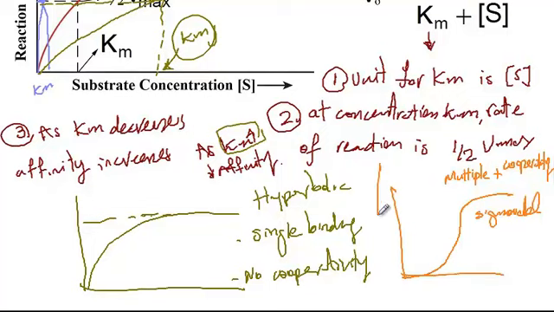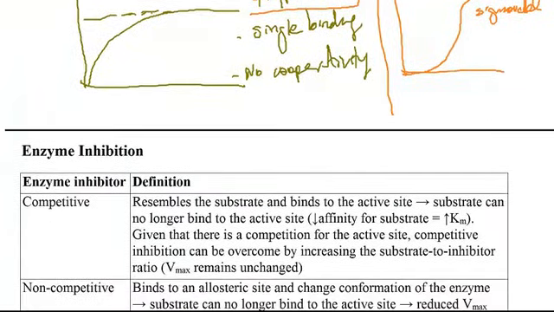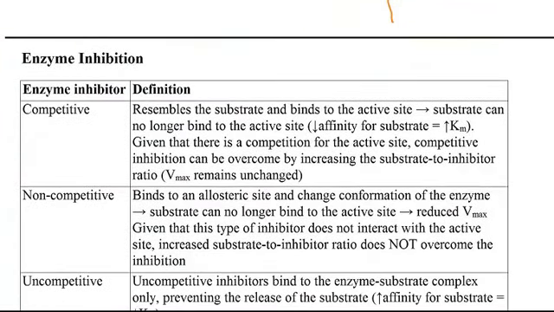And this sigmoidal shaped curve is not being applied to the Michaelis-Menten equation. Michaelis-Menten equation is only for these hyperbolic curves, which is assuming a single binding site with no cooperativity. The last concept that I would like to discuss with you is different modes of enzyme inhibition.